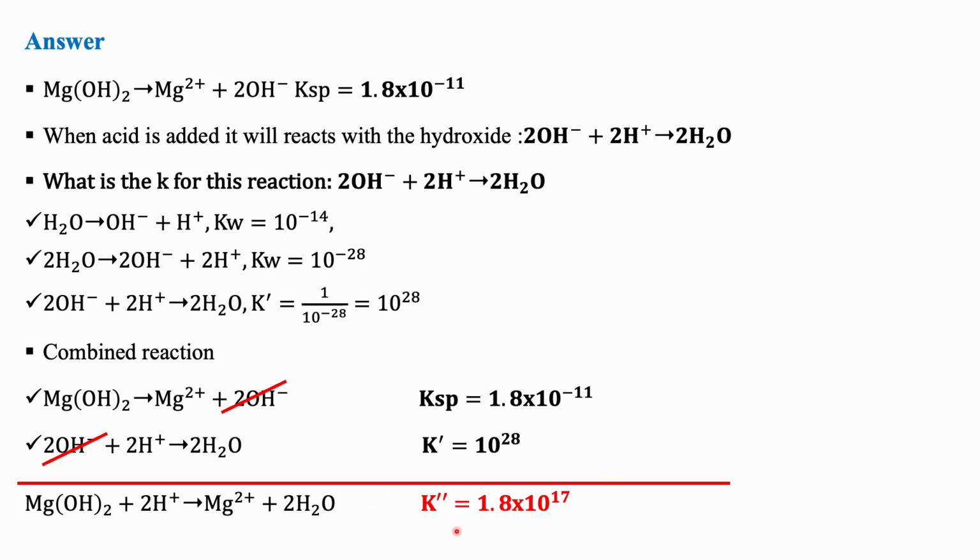If you compare this K and this one, you can see that we have a very large K value when acid is added. That means the higher the K value, the more the solubility.